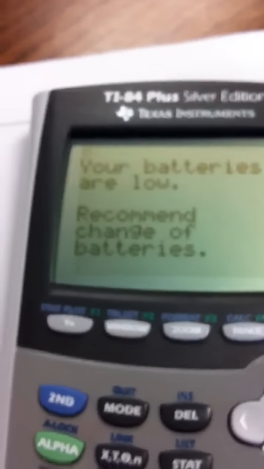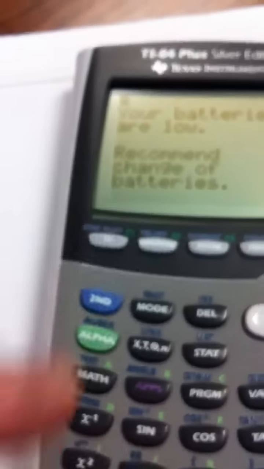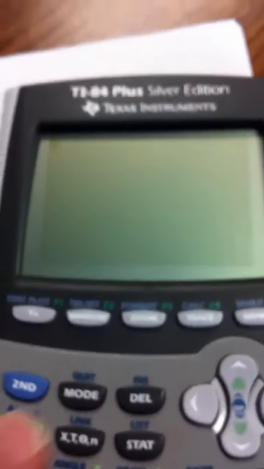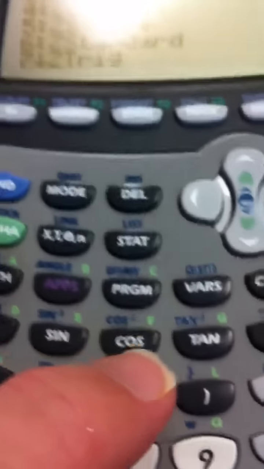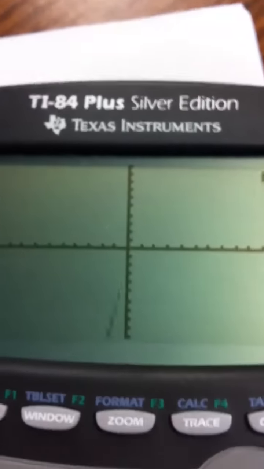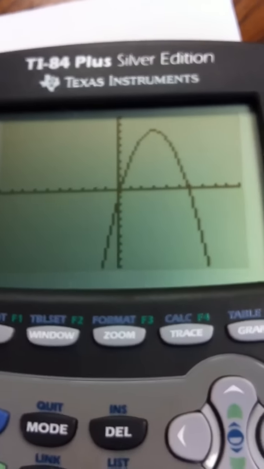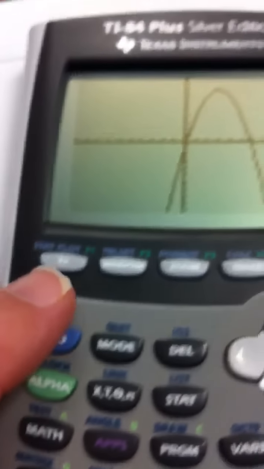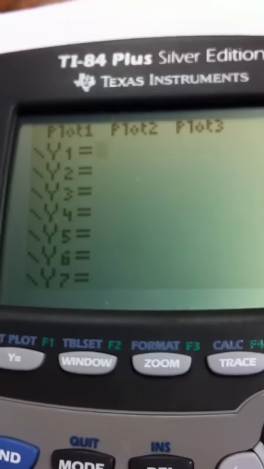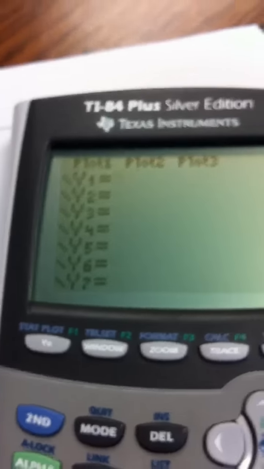So the first thing we need to do, let me clear that out and see if our batteries will last long enough. And we're going to hit zoom 6 to get our standard window. We already have a function in there that I don't want, so I'm just going to hit y equals and clear it out. And let's put in our function.